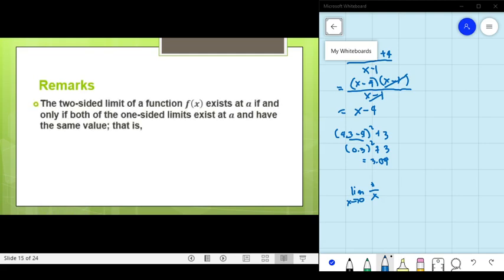So on some remarks, the two-sided limit of a function f exists at a if and only if both of the one-sided limits exist at a and have the same value. That is, the limit of f of x as x approaches a is equal to L if and only if the limit of the function f of x as x approaches a from the left is equal to the limit of f of x as x approaches a from the right, which is equal to L.